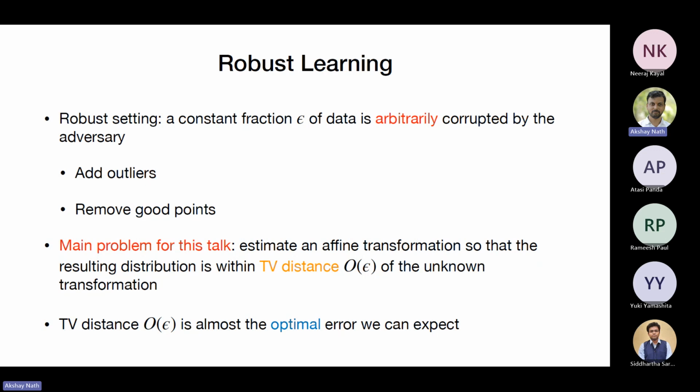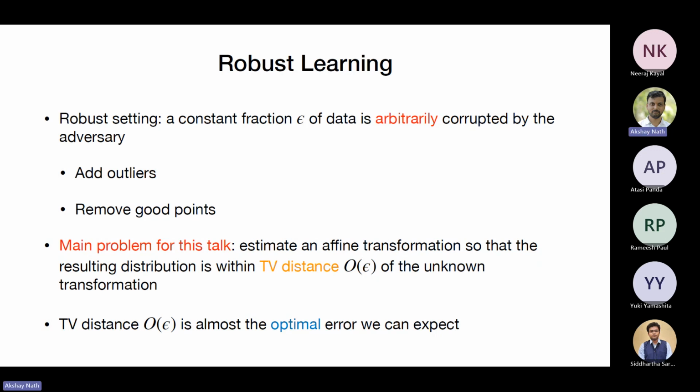My question was, what is the optimal we can expect? What is the optimal guarantee in the non-adversarial case? In the non-adversarial, non-robust case, we can do as good as you want, just with more samples and more running time. What he's saying is you cannot do better than epsilon in the robust case. They are getting order epsilon.